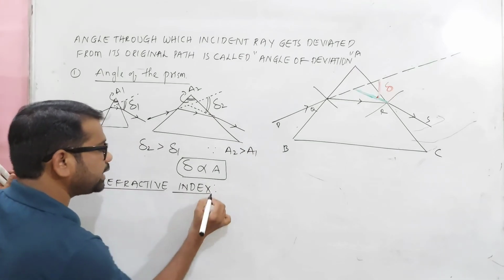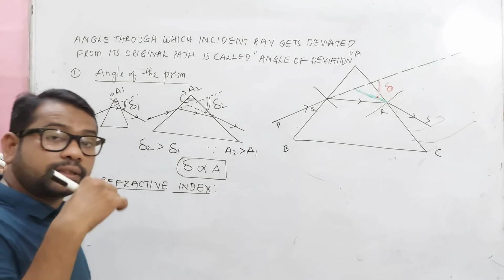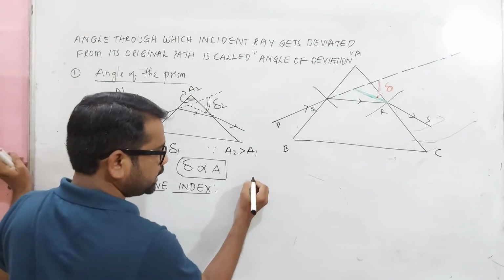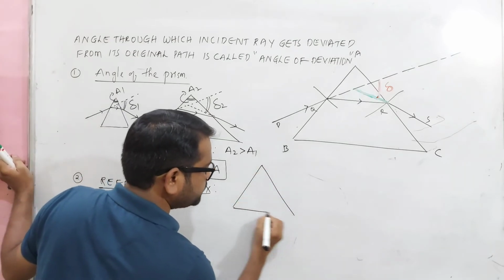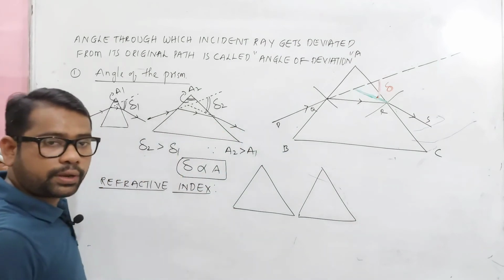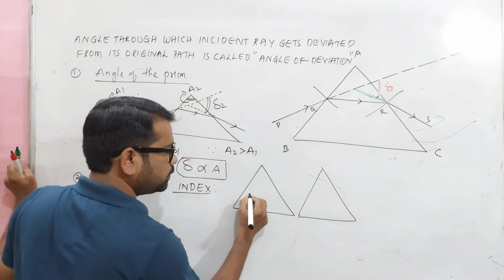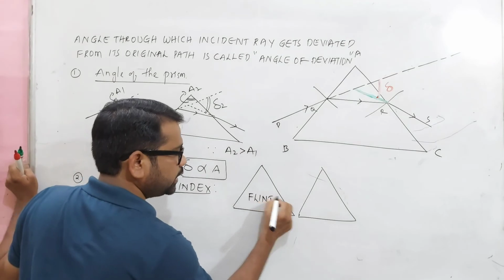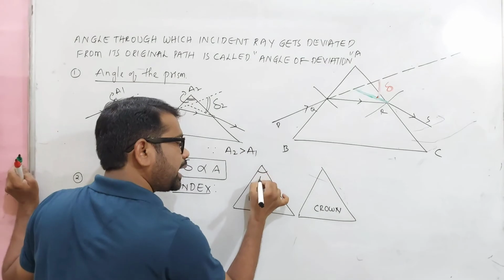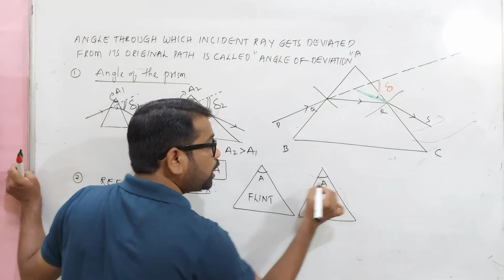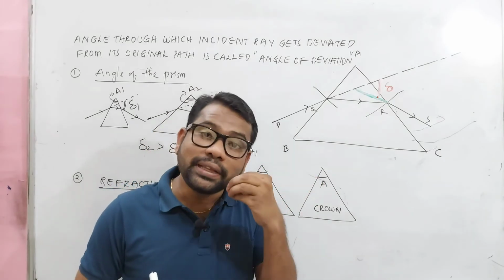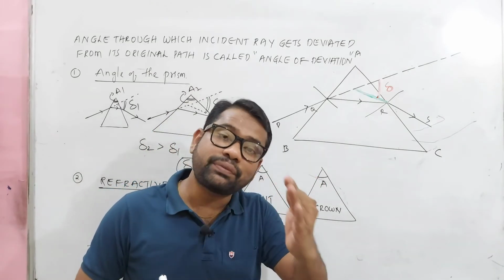So how does the angle of deviation depend on the refractive index? Children, before that, let us take one example here. It is a prism. Here it is made of flint glass, let us say, and another is made of crown glass. Such that the angle of the prism is the same, but what makes the difference is that the material with which they are made is different. As the material is different, obviously there is a change in the refractive index.